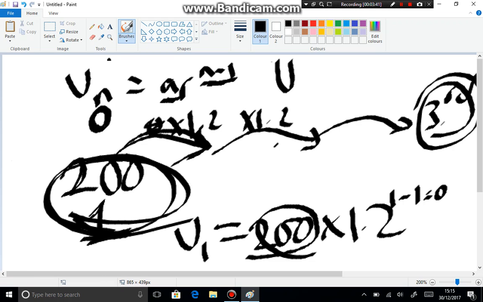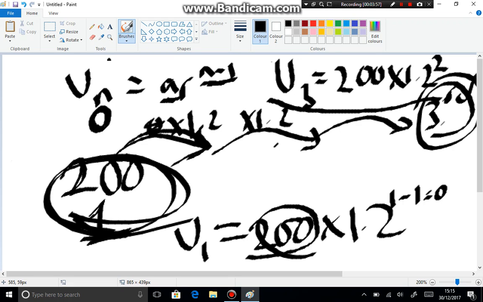So it's just u3 is equal to 200 times 1.2 to the power of 2, because you do 3 minus 1, which is 2. And that will give you the answer. I sadly don't have a calculator on me at the moment, so I can't solve it, but that's literally how you do it. It's as straightforward as that.